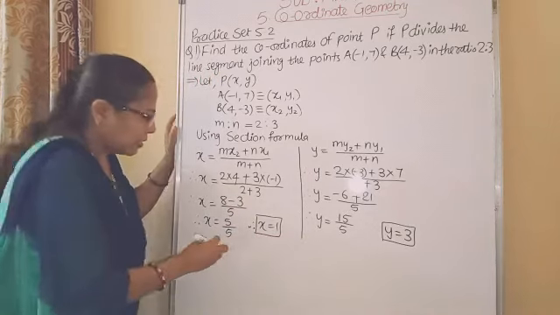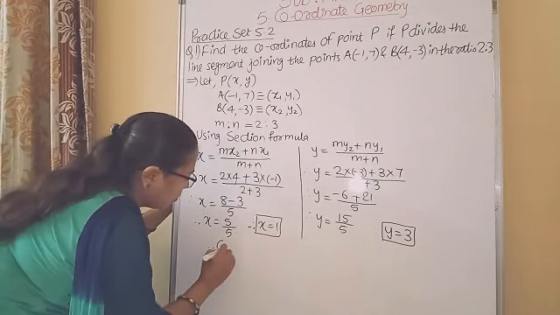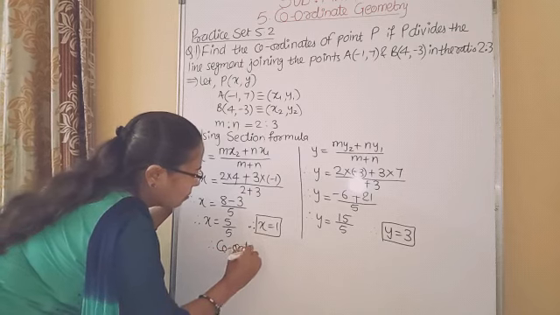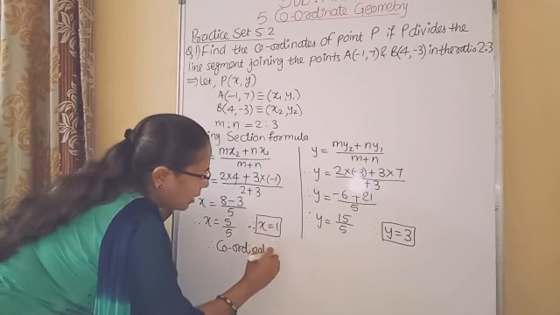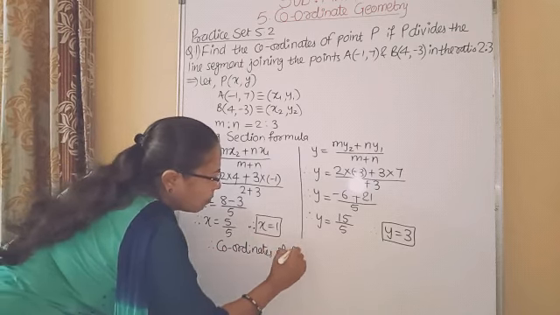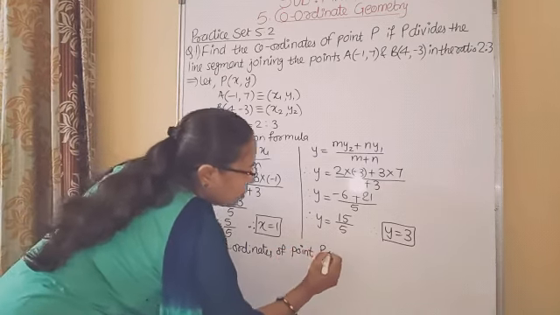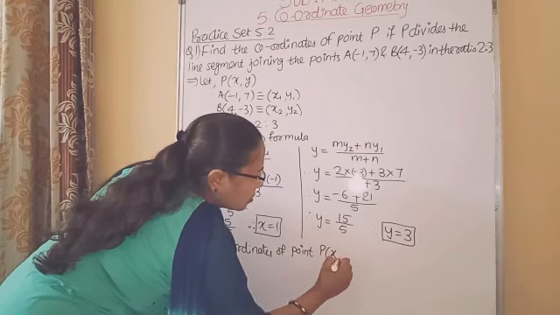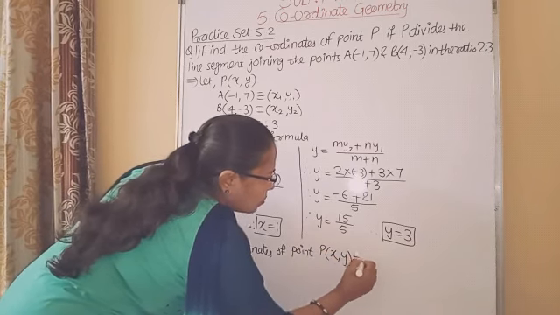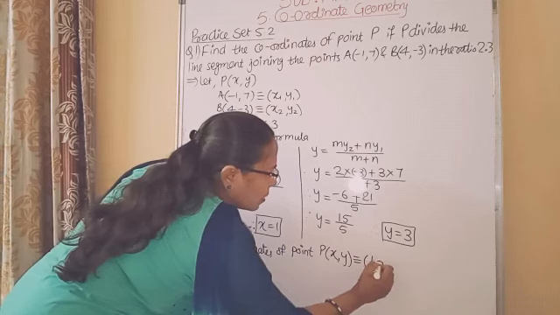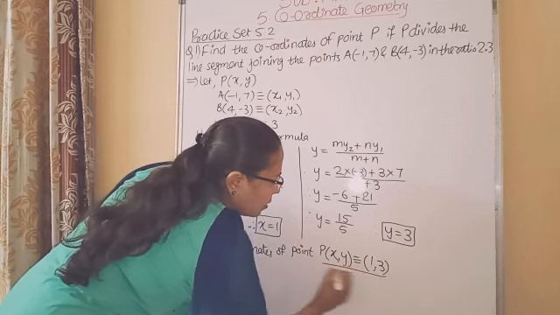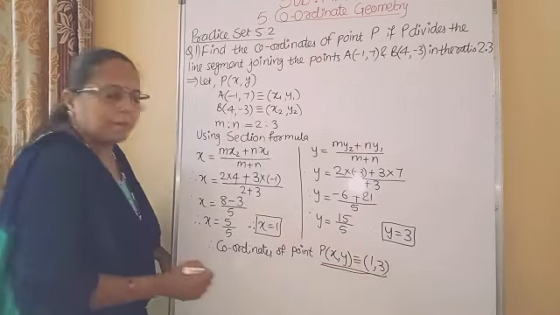So we will write the answer in statement. Therefore, coordinates of point P (x, y) equal to (1, 3). So these are the coordinates of point P.